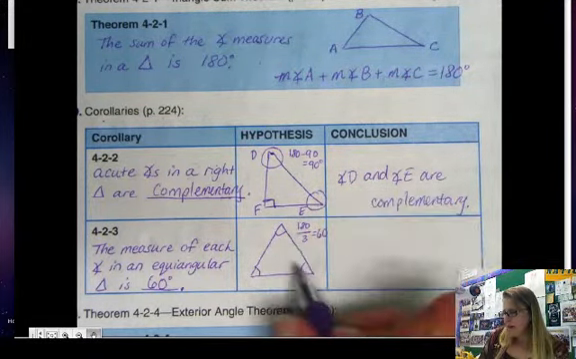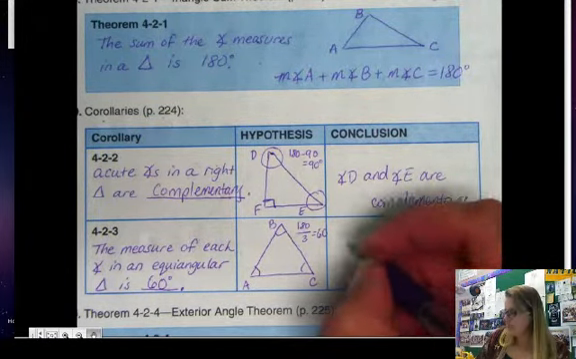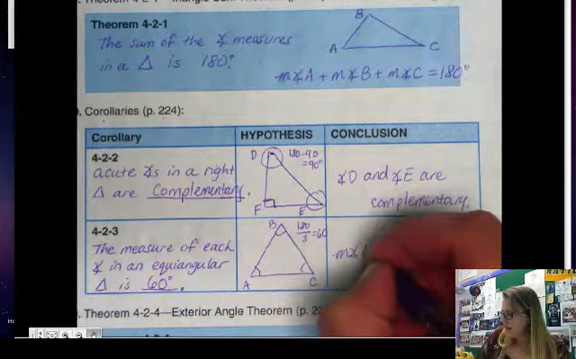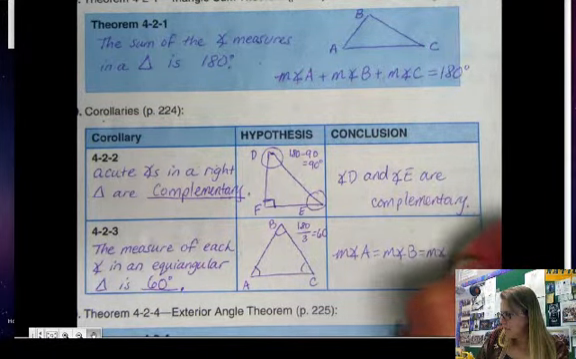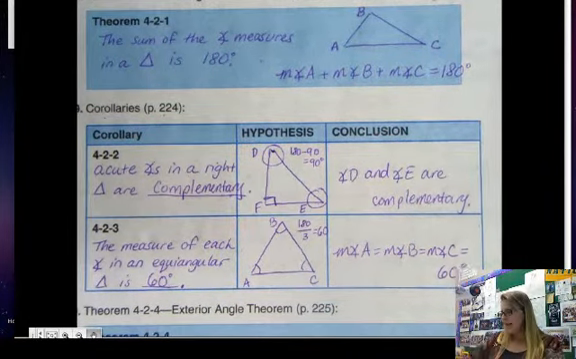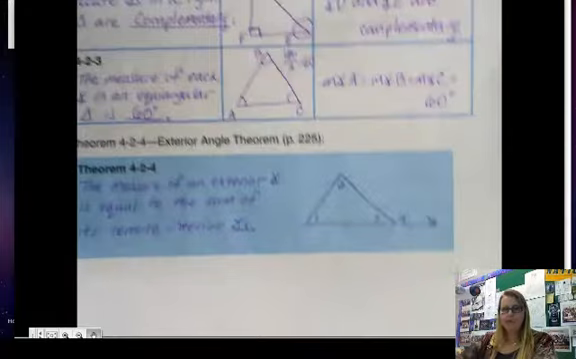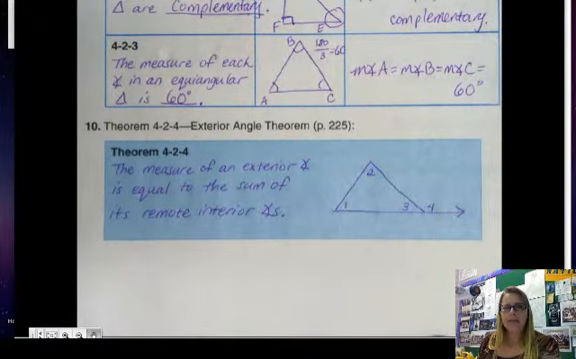So that's why all these angles are exactly 60 degrees. So anytime you have an equiangular triangle, you know that the angles are all 60 degrees. So the measure of angle A equals the measure of angle B equals the measure of angle C, which equals 60 degrees.